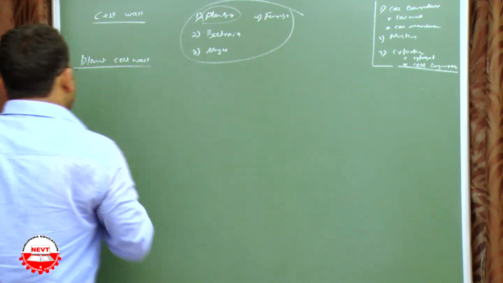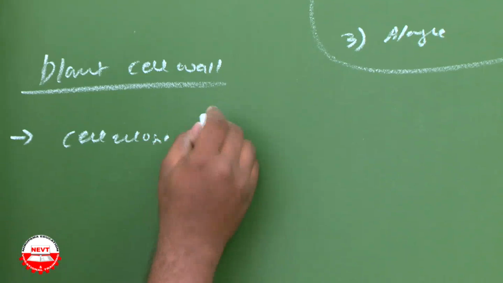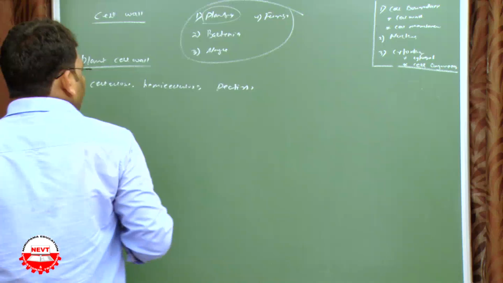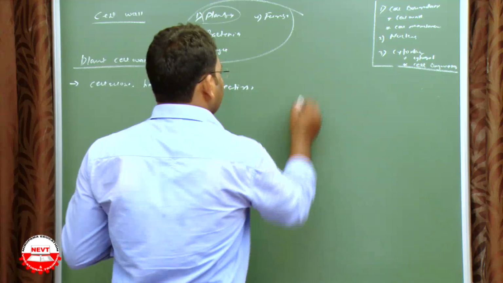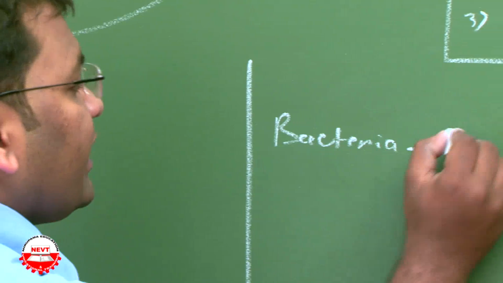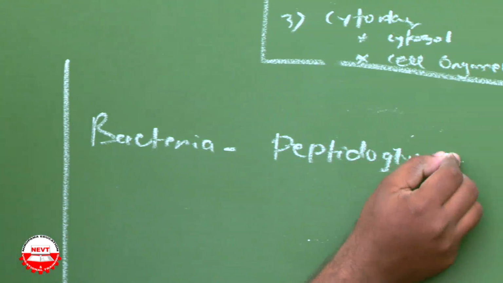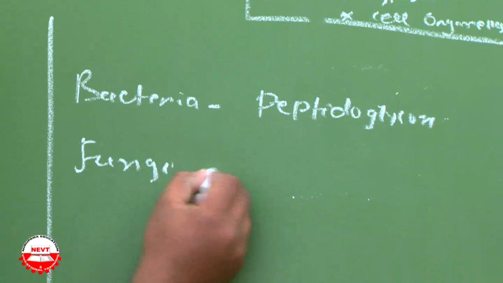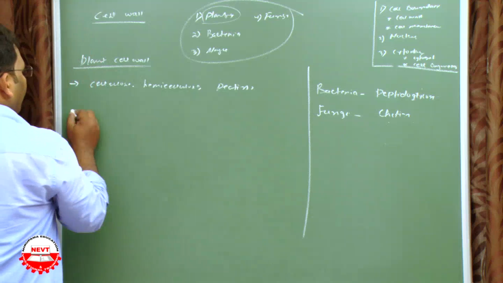The plant cell wall contains the chemicals called cellulose, hemicellulose, and pectin. But the bacterial cell wall contains peptidoglycan. The exceptional case is bacteria, which contain peptidoglycan. If you go to fungi, it contains chitin.